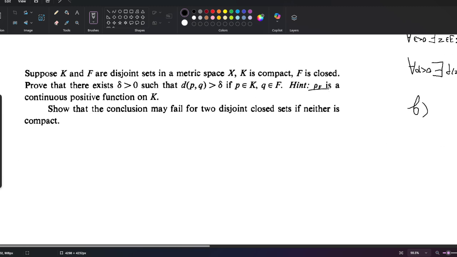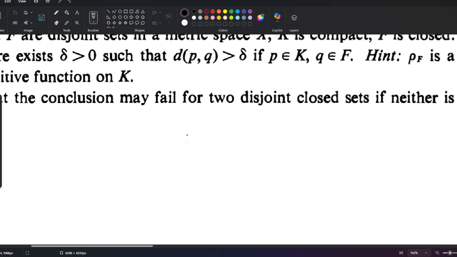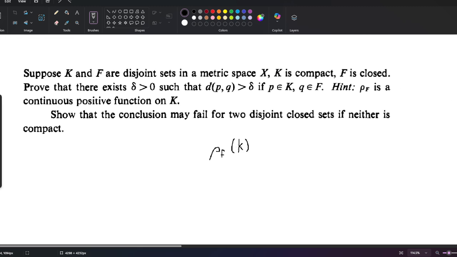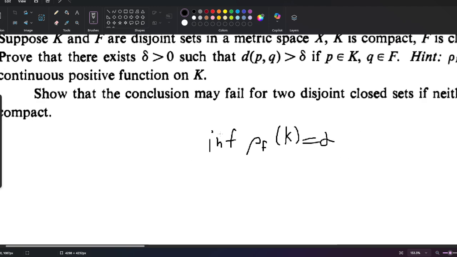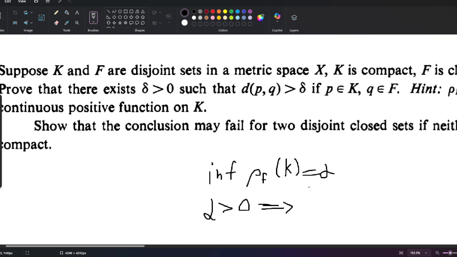Alright, now if we look at rho f, then rho f of K is also going to be compact. And if it's compact, then let's take the infimum and call it alpha. And let's say that alpha is greater than 0. Well, then it's fairly simple. That implies that there exists delta greater than 0.